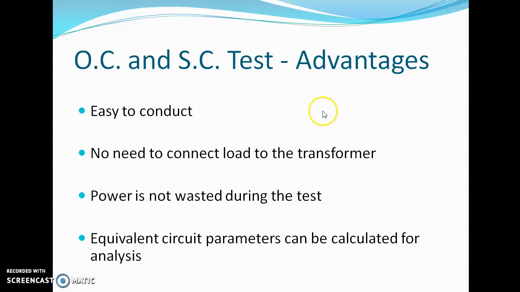The advantages of OC and SC tests are, these are easy to conduct, no need to connect load to the transformer. Power is not wasted during the test as in the case of the direct loading test. Equivalent circuit parameters can be calculated for further analysis.